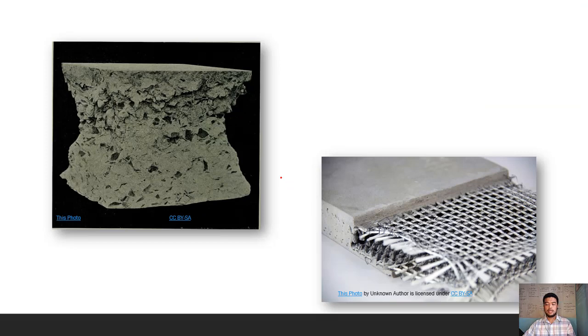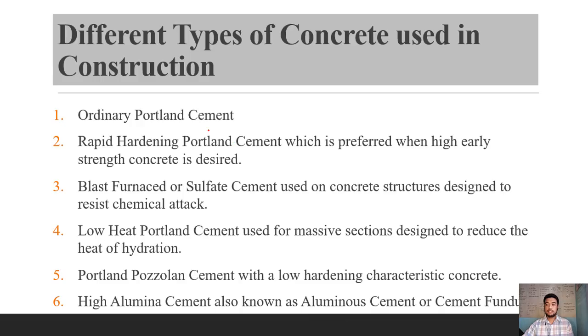Okay? So we have a photo here of a plain concrete and a reinforced concrete. We also have different types of concrete used in construction, but we are not really concerned with the details of the types of concrete. But let's just take a look at these. So, ordinary Portland cement. Okay, we also have rapid hardening Portland cement, which is preferred when high early strength concrete is desired. So the hydration of this is just faster than the ordinary Portland cement.